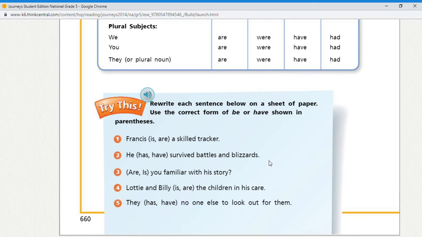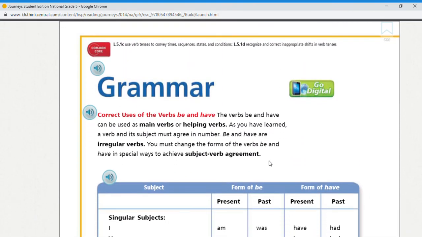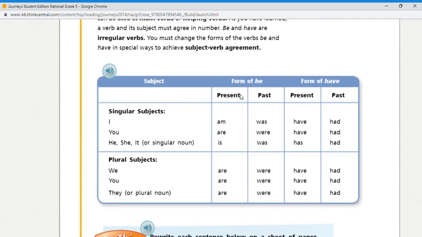So this is our lesson for today. I think it's not that hard, guys, but we need to read it and to memorize the forms of verb to be and verb to have in both cases, in the present and in the past.